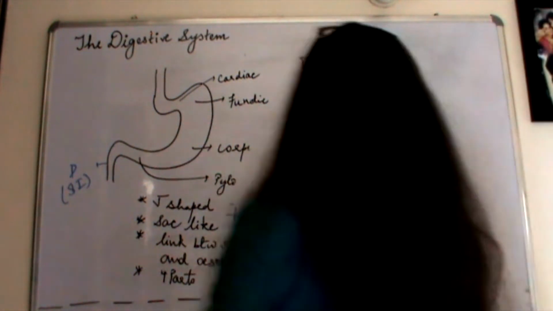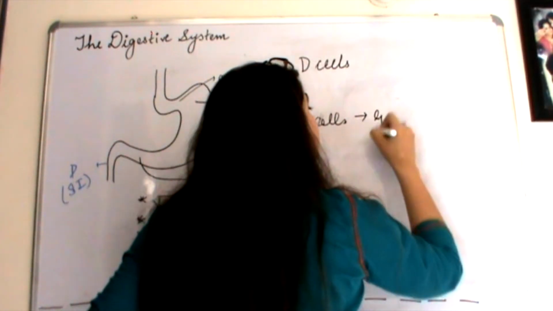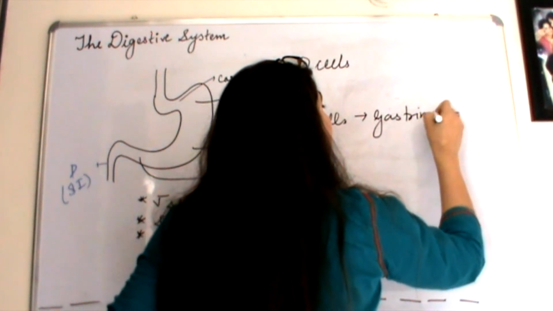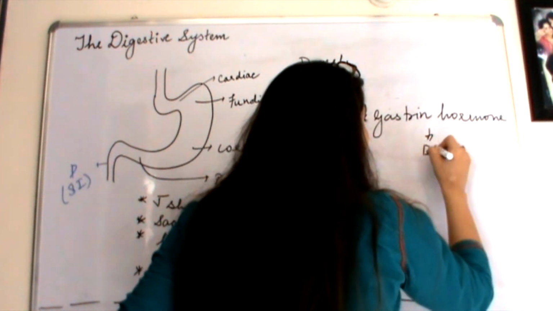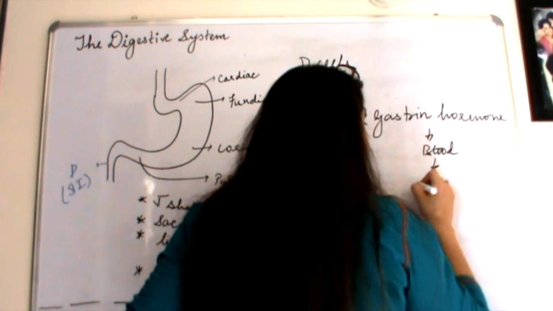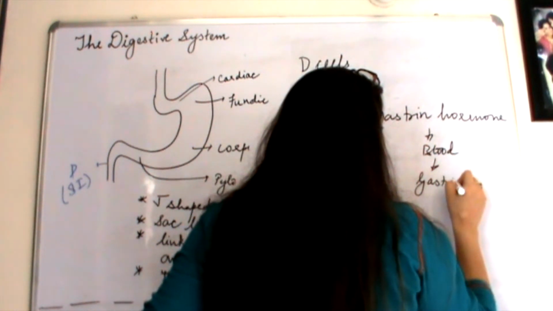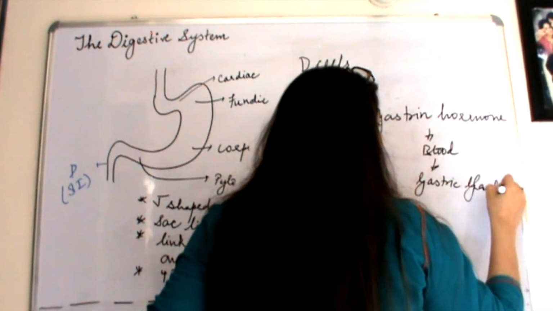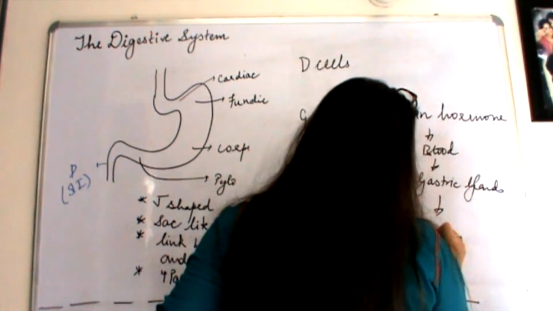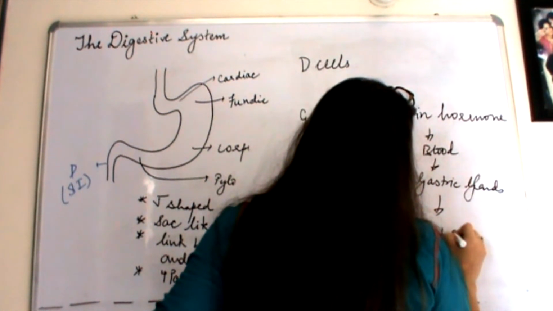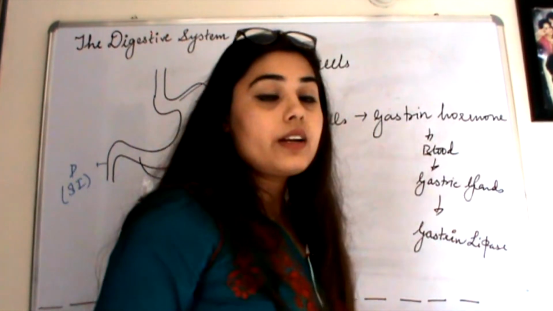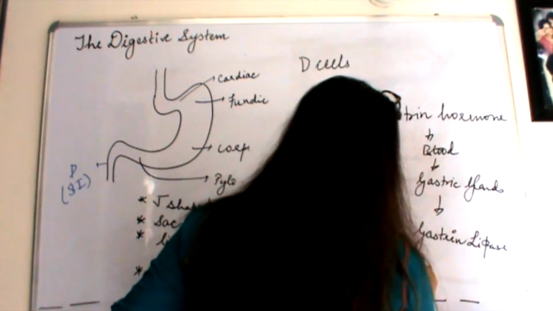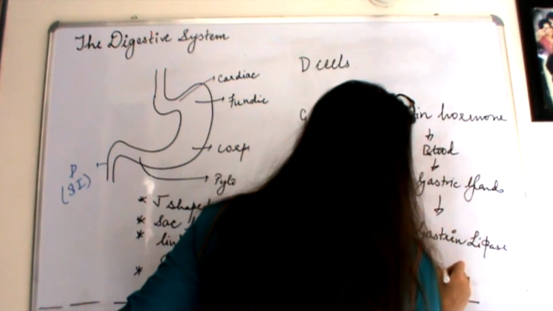Now we were talking about G cells. They produce gastrin hormone. Gastrin hormone then goes into the blood, goes to the gastric glands, helps in the secretion of gastric lipase. I hope you guys are understanding this. Helps in the secretion of gastric lipase, which is present in gastric juices.